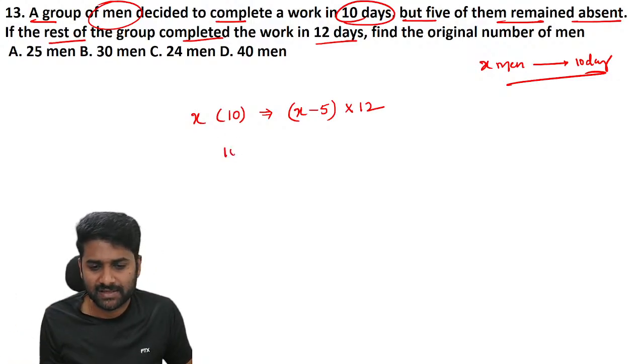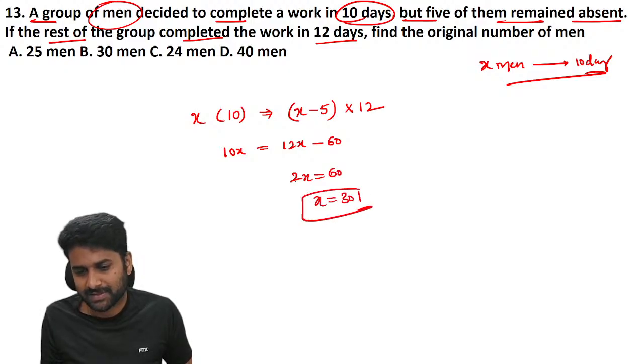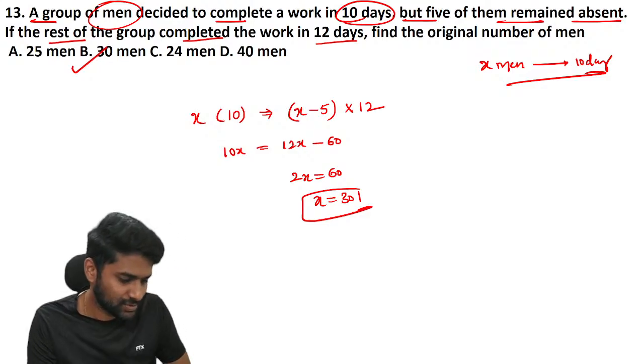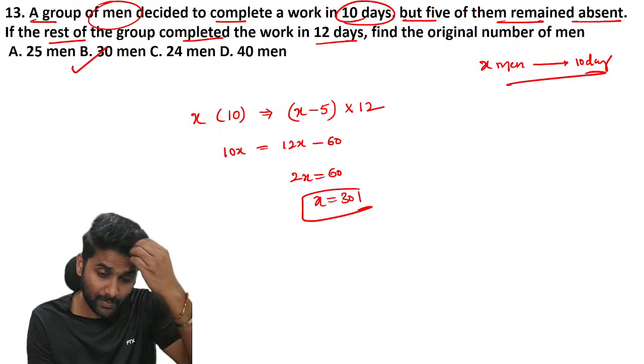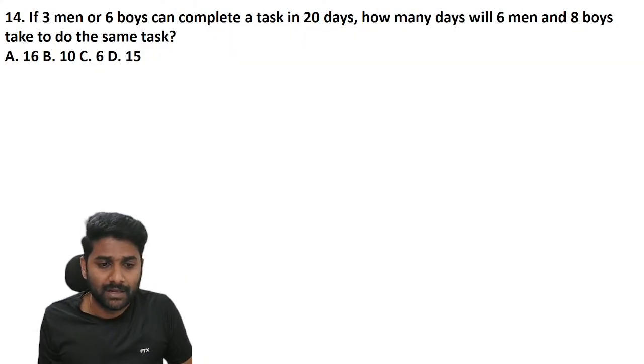Now just understand the equation. 10x is equal to 12x minus 60. Then 2x is equal to 60. And the number of persons in this information is 30. See, total work is all about the number of people, number of hours, and number of days. Next.